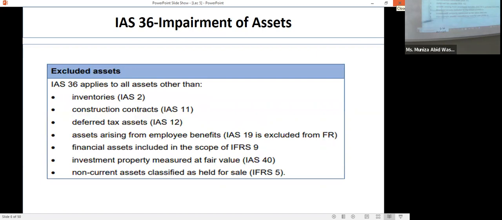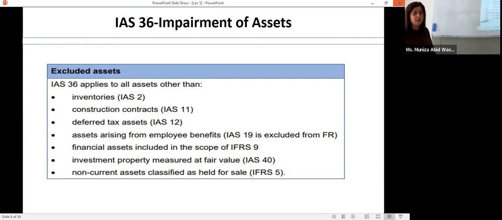Some assets are excluded from the scenario of IAS 36. IAS 36 does not apply to all of the assets, but some assets are excluded from its overall scope. Which ones are those? Inventories. IAS 36 does not apply to IAS 2 inventories, because under IAS 2 we already have a rule that inventories are going to be recognized at the lower of cost and NRV. So they are already being recognized at the lower of cost and NRV, so we do not need to apply IAS 36 there. So on inventories, IAS 36 is not applied.